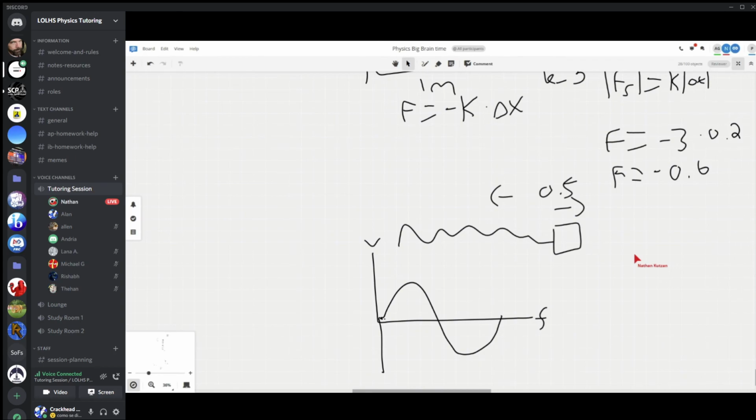Yes. Do you have any idea why? Because it's uncompressed, so it doesn't have any reason to move. Right, there's no force. Remember we said when it's at an uncompressed position, there's no force applied by the spring, and if there's no force applied by the spring, the acceleration has to be 0.